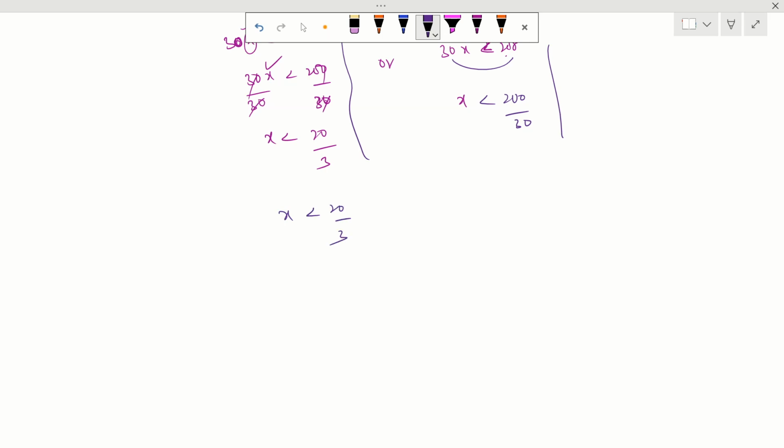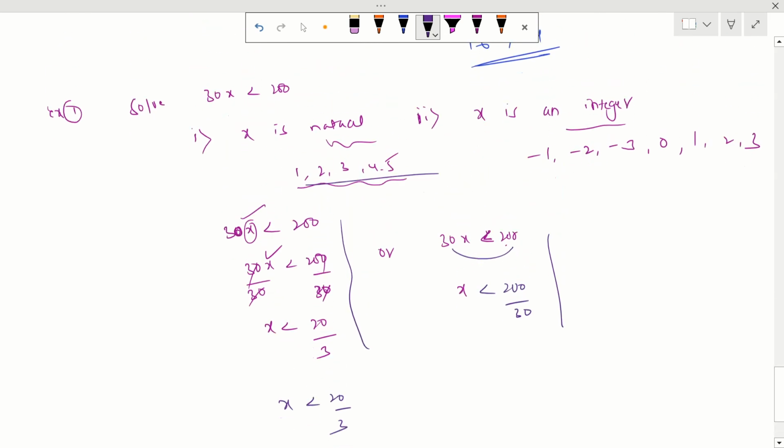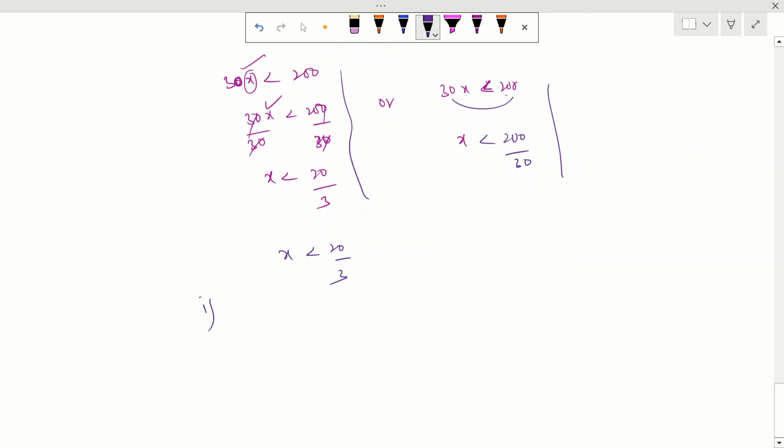So for the first case, natural numbers are 1, 2, 3, 4, 5 and so on. So here when we put x is equal to 1, 2, 3, 4, 5 and so on. Here we have 20 by 3: 3 sixes are 18, remainder 2, so point 6, okay, 6.66 will become the value.